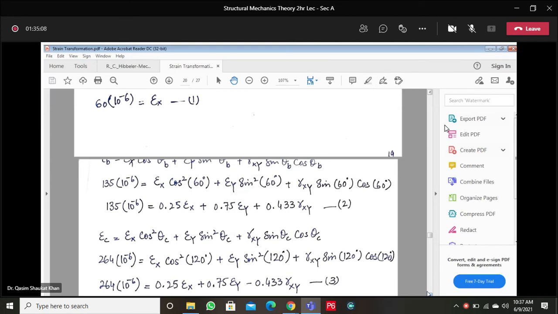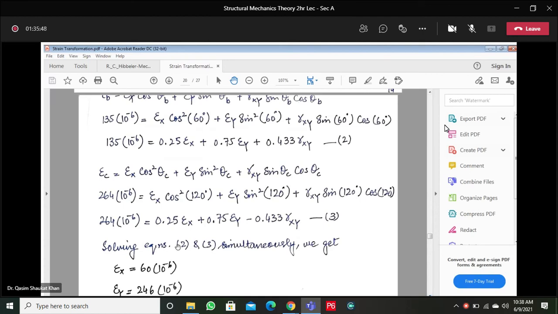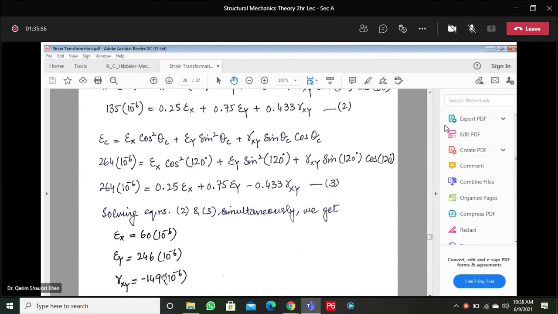Yes, sir. Now you have got equation 2 and equation 3. Now we will put the value of epsilon x, which is 60 microstrains, in equation 2 and equation 3, and we will simplify these two equations. Then solving equation 2 and 3 simultaneously, we should get the answers of epsilon y and gamma xy as 246 microstrains and minus 149 microstrains respectively.